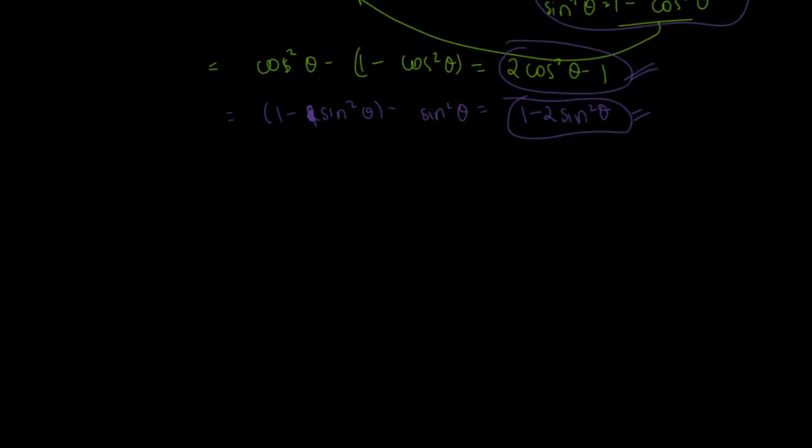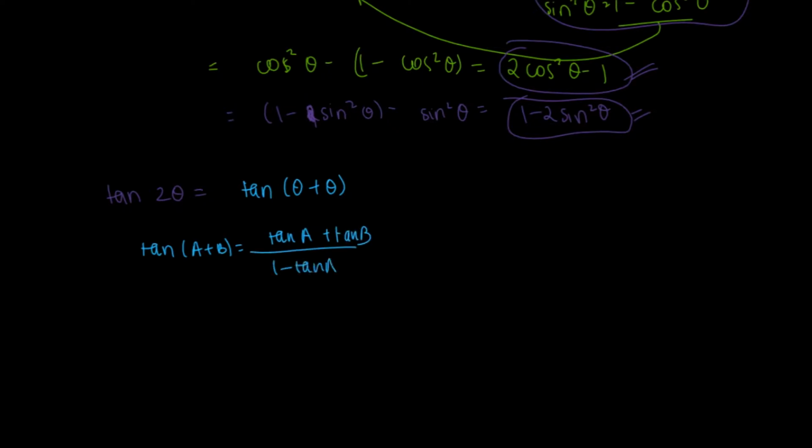What about the tangent of the double angle? Well, there are many ways you could have done this. Tan of 2 theta can be written as tan of theta plus theta, and then you could have used the formula that tan of a plus b is equal to tan a plus tan b over 1 minus tan a tan b. You could have just put in theta here. This would have given you tan theta plus tan theta, which is 2 tan theta. And in the denominator, you have 1 minus tan theta times tan theta, so that's just tan squared theta.